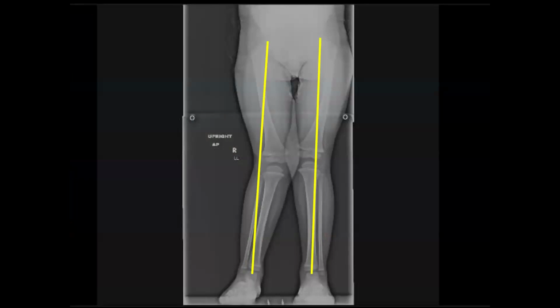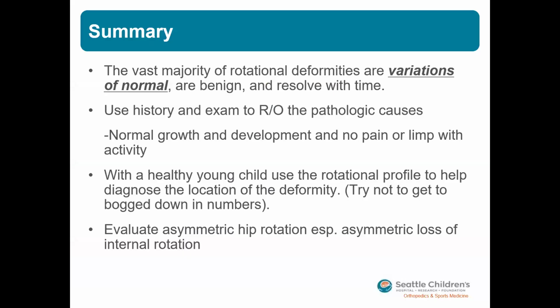So what's going on here is that he probably had a tibial fracture. He overgrew medially. This will correct itself, believe it or not. So the vast majority of rotational deformities are normal, usually are benign and resolve with time. You can usually, with your history and exam, rule out pathologic causes. As long as there's no pain in the limb, oftentimes it's normal.